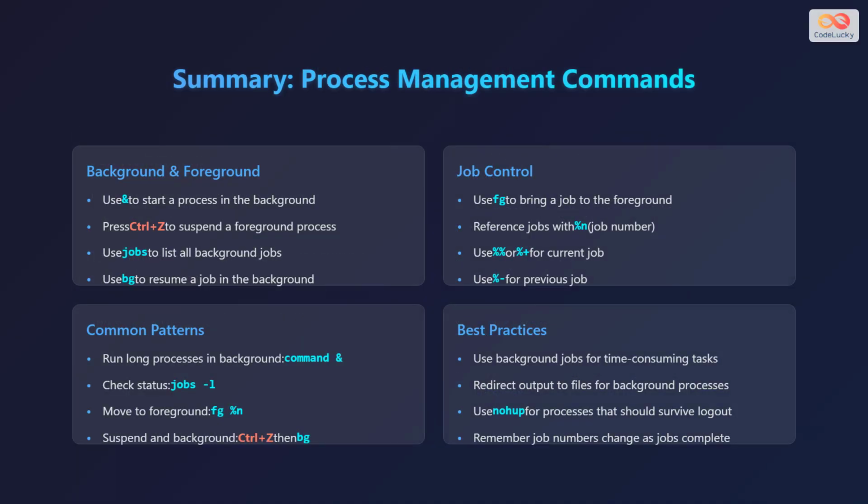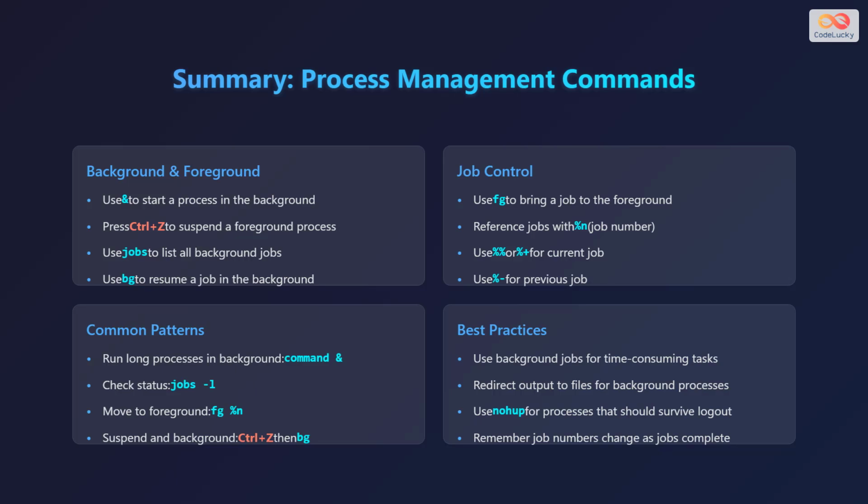Let's summarize the process management commands we've covered. To manage background and foreground processes, use the ampersand to start a process in the background, and press Ctrl+Z to suspend a foreground process. Use jobs to list all background jobs, and bg to resume a job in the background. For job control, use fg to bring a job to the foreground.